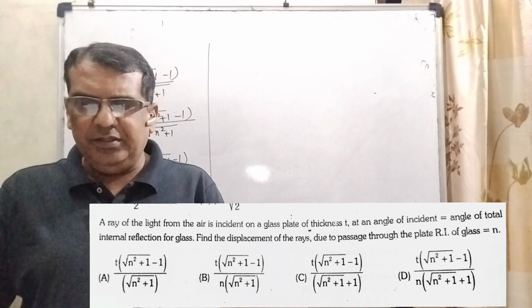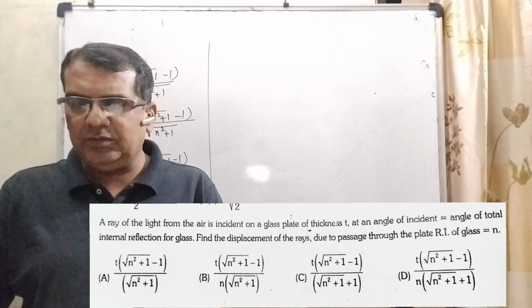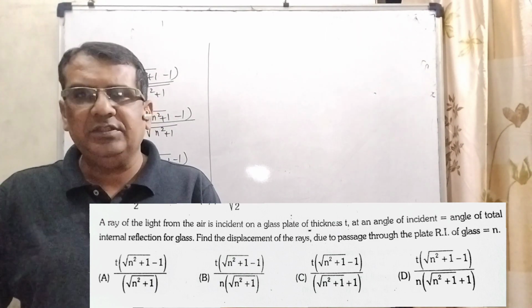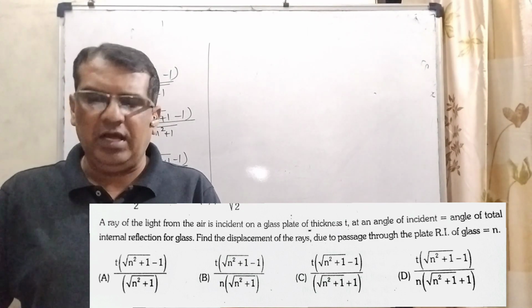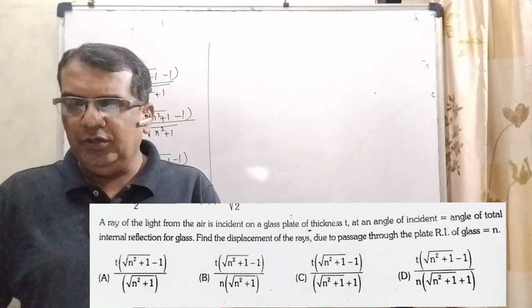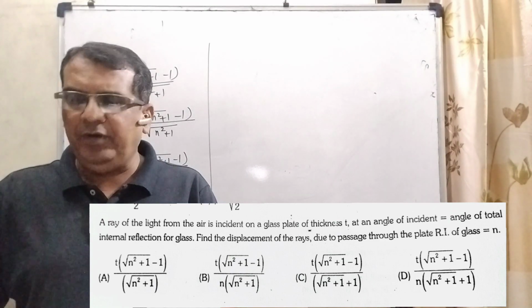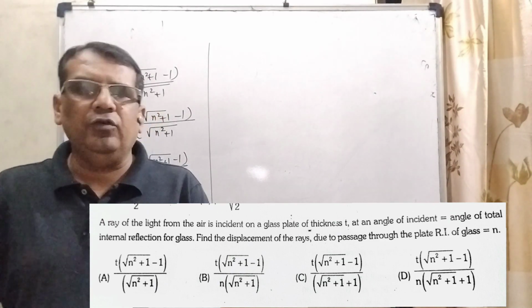A ray of light from the air is incident on a glass plate of thickness small t at an angle of incidence equal to the angle of total internal reflection of glass. Find the displacement of rays due to passage through the plate. Here the refractive index of glass is given as n. Here we have given four options.